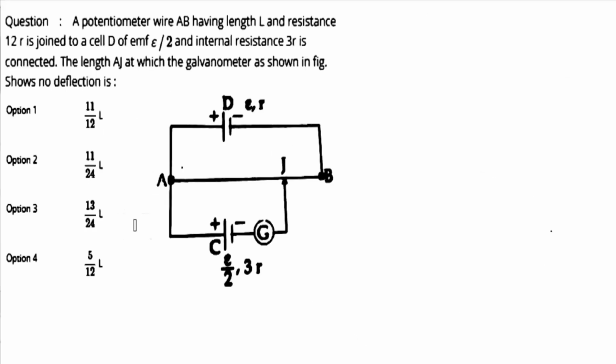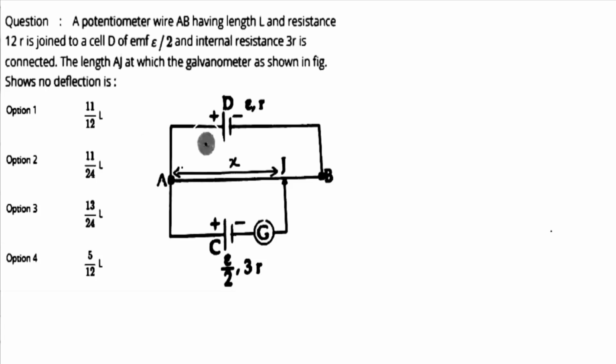Hi everyone, so we are given a question which says a potentiometer wire AB having length capital L and resistance of 2Lr is joined to a cell D having EMF E by 2 and internal resistance given as 3R is connected. The length AJ at which the galvanometer in the figure shows no deflection. So this is the basic case of potentiometer, in which we are interested in finding the length where the null point is obtained at point J, so we are interested in finding this length AJ. Let's suppose it is X, or we can say it is the balancing length.